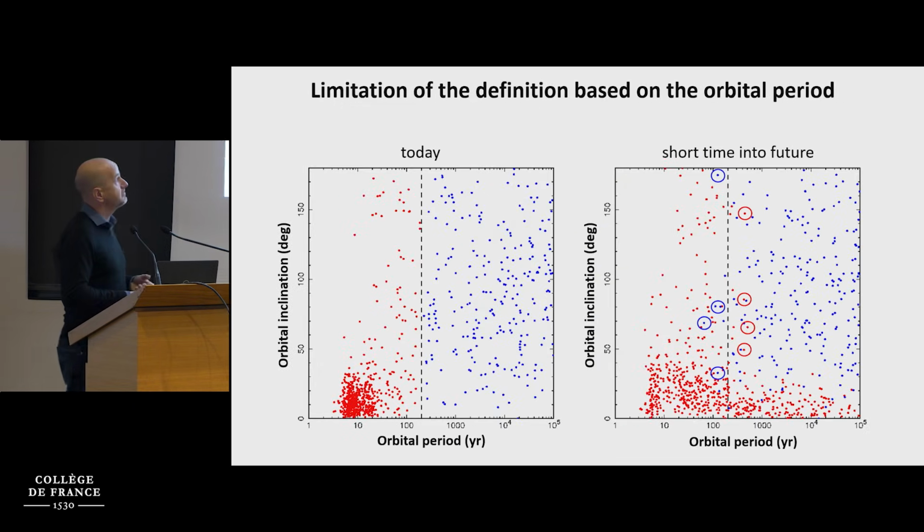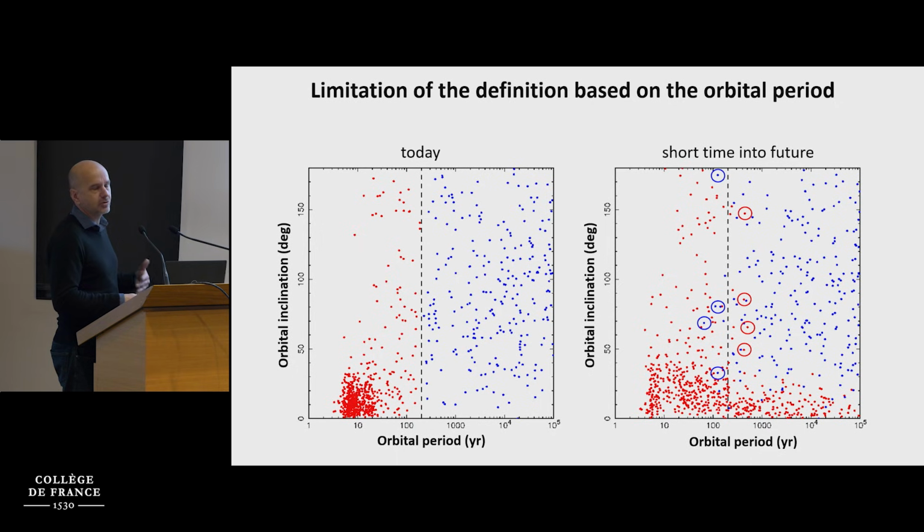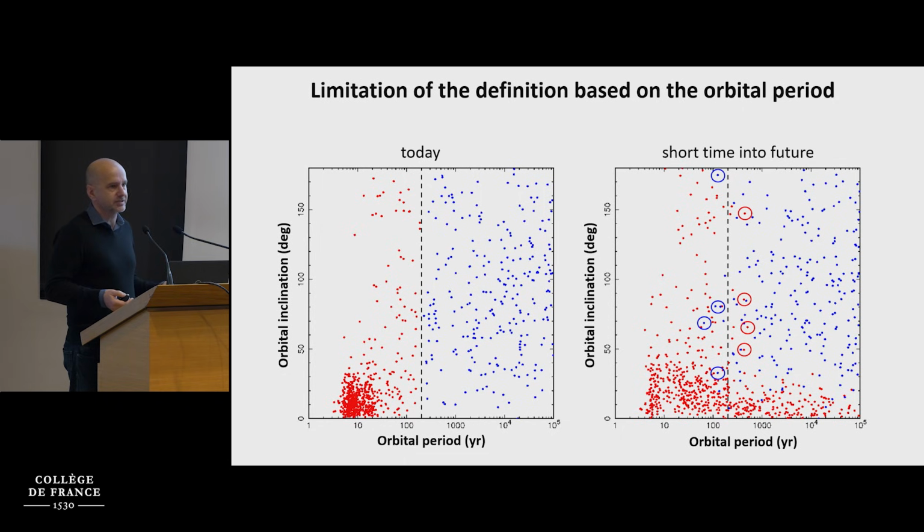And what happens is that this boundary is not a barrier to the evolution. There are some comets that were red, short period classified at the present time, but they crossed the boundary to the other side, and there were some long period comets that became short period. So that's a second problem with this classification: the comets are changing their status, and if we would observe them thousands of years from now, we would classify them differently. So this is not a good base for a classification scheme.